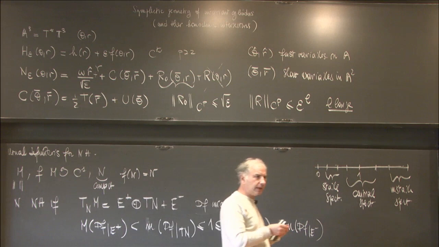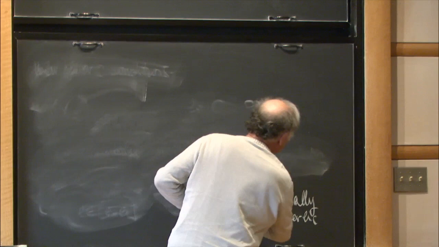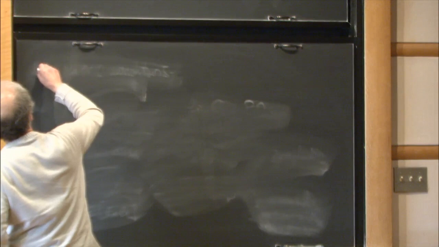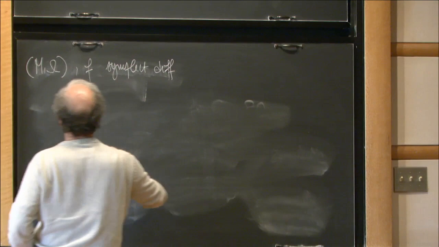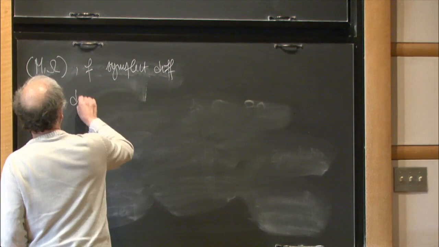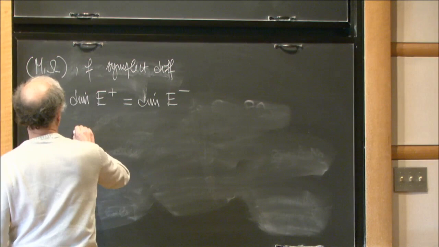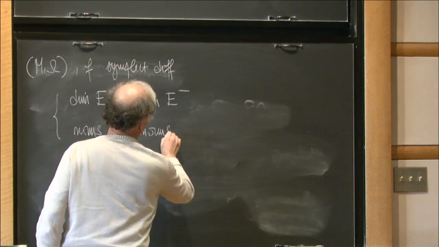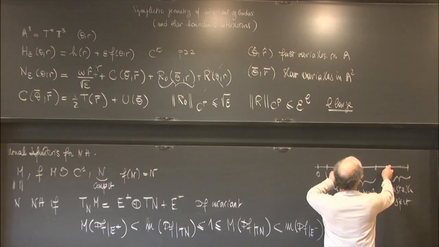In the symplectic context, this is slightly different, okay? Because we need a symmetric situation. If M is now symplectic and F a symplectic diffeomorphism, then what is convenient, though not necessary, is to use symmetric conditions. The dimension of E plus is equal to the dimension of E minus. And the norms and co-norms are symmetric with respect to 1. So this is exactly symmetric. This one is 1 over this one, and so on.